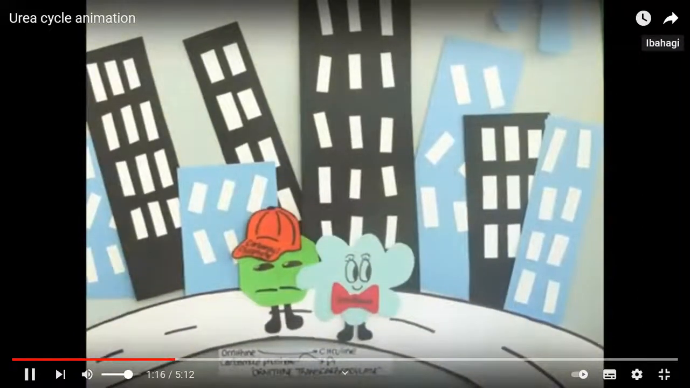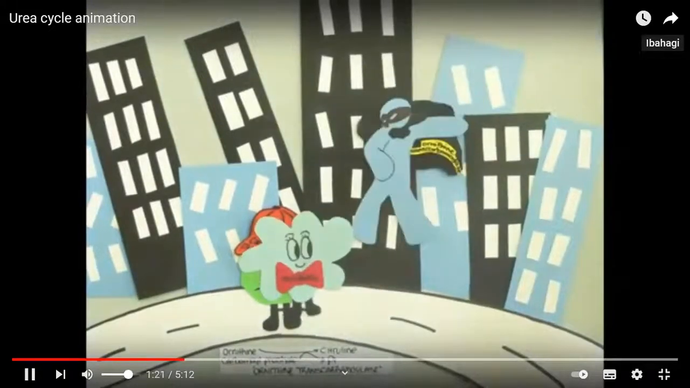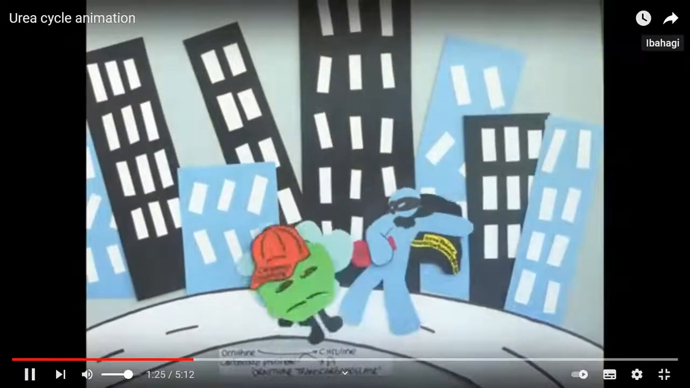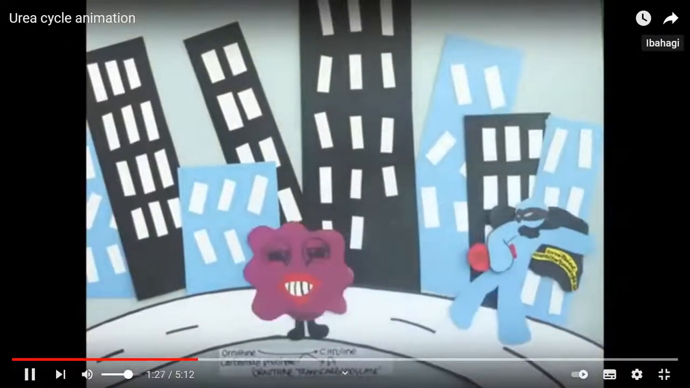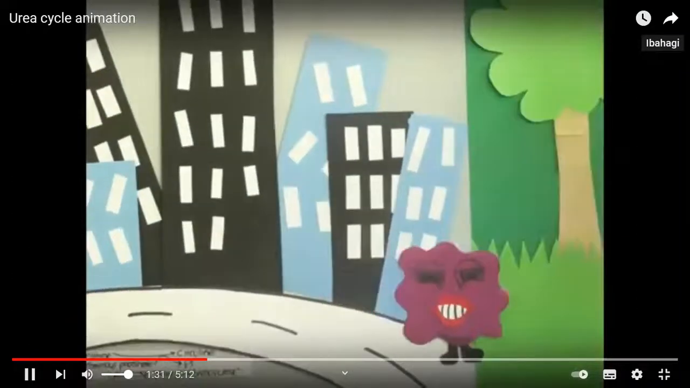Look out, ninja! It's the legendary inorganic phosphate stealing ninja, ornithine transcarbamylase. And bam, like that, they become citrulline. Citrulline hates the mitochondrial city, and so moves out into the cytosol county.